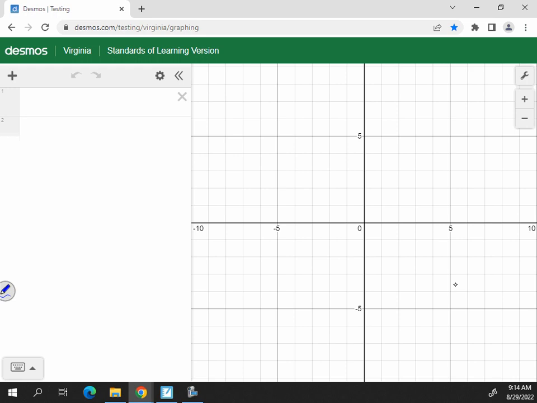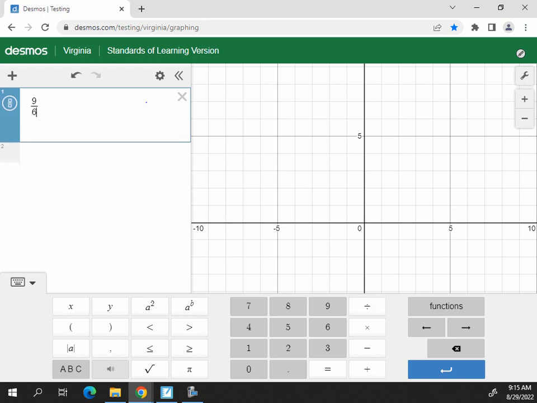So if I want to do 9 divided by 6, I can literally do that in Desmos, and you can see it's 1.5. 1.5 is an excellent answer. We can say 1.5. If we want to leave it as a fraction, what we can do is press this fraction button up here.